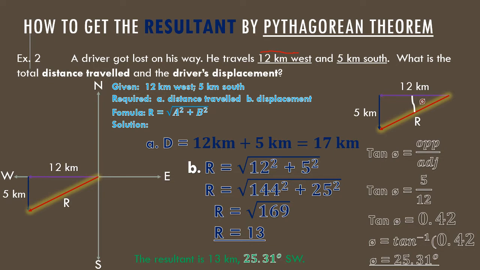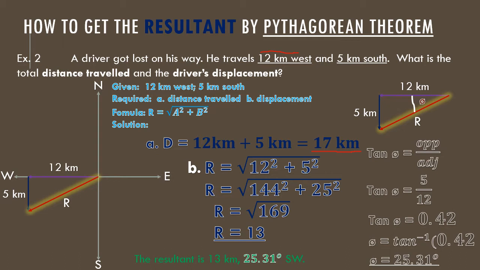So, pag distance travel yung pinag-uusapan, ang gagawin nyo lang ay i-add nyo lang yung dalawang distance. So the first distance is 12 kilometer west. So 12 kilometer plus the second distance, which is the 5 kilometers. So 17 kilometers yung total distance travel.